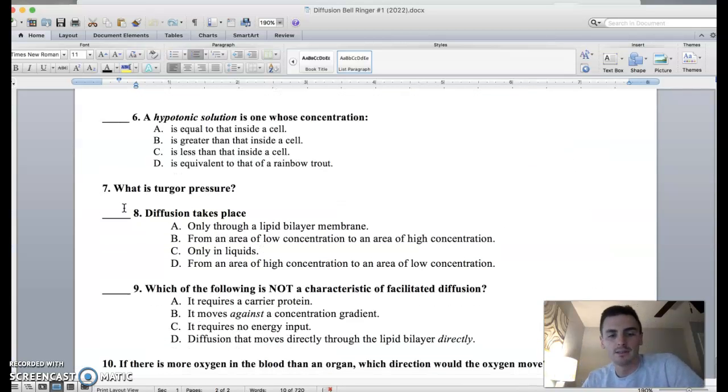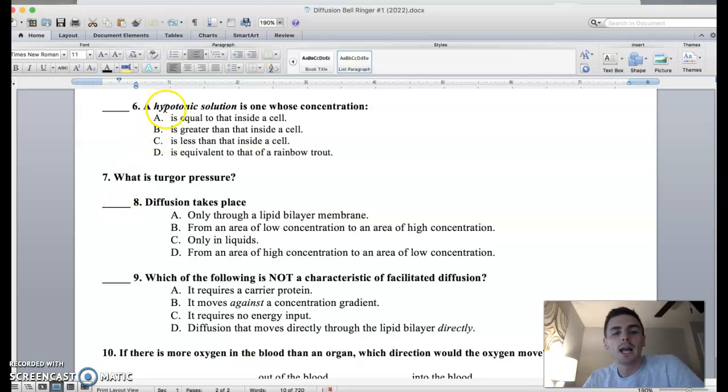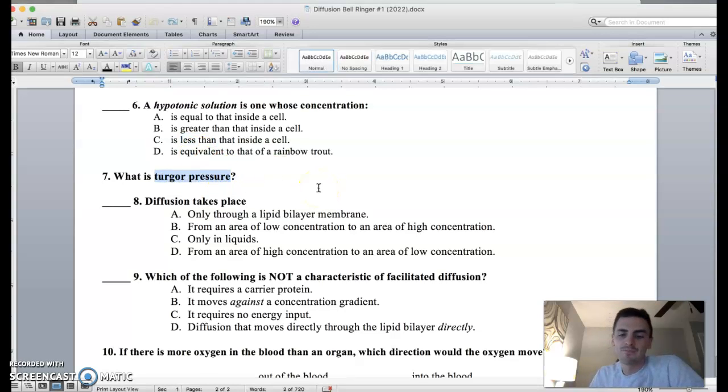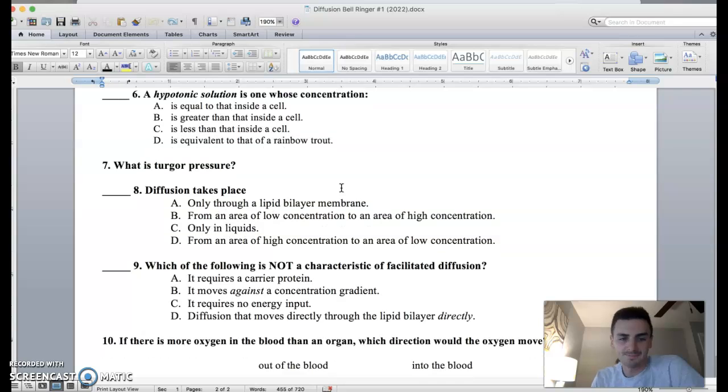On the back side, more practice. A hypotonic solution, remember hypoglycemic means we're low on blood sugar, so hypo is less concentrated than the inside of the cell, which usually means that the inside is greater and water will go in. Number seven, turgor pressure we learned yesterday. Turgor pressure is just the natural internal pressure inside of a cell that may come from water or other things, and it's very important in plant cells and how they are taller and less wilty during the day. It's internal cell pressure, just like a balloon.